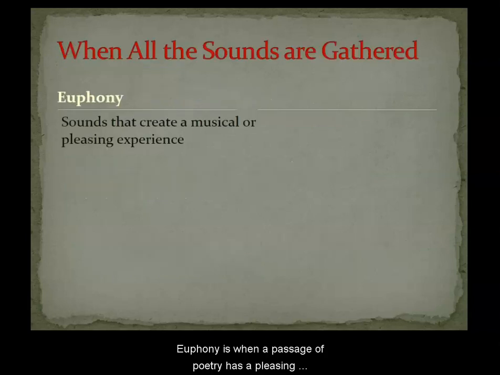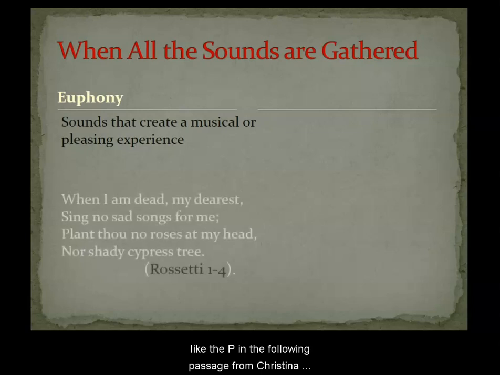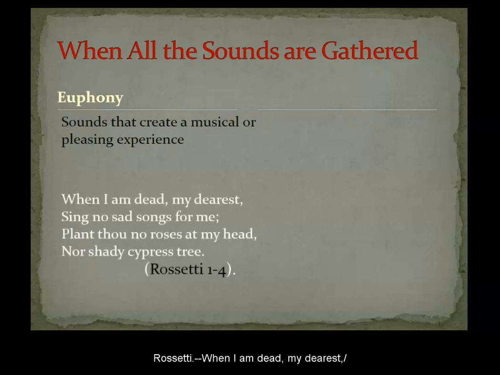Euphony is when a passage of poetry has a pleasing sound, usually signified by soft, round sounds. However, there may be soft, plosive sounds like the P in the following passage from Christina Rossetti. "When I am dead, my dearest, sing no sad songs for me. Plant thou no roses at my head, nor shady cypress tree." Euphonous passages avoid sharp or harsh sounds and typically signal a pleasant or beautiful moment. The fact that this passage depicts an author's death seems to contrast the pleasing sounds of the passage.